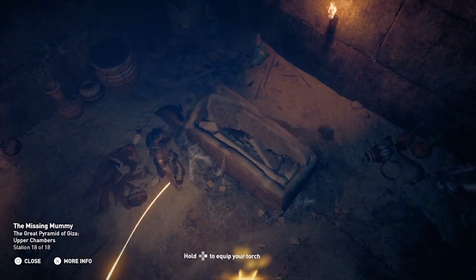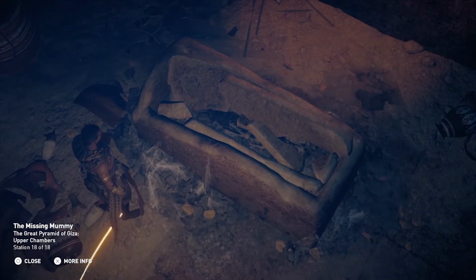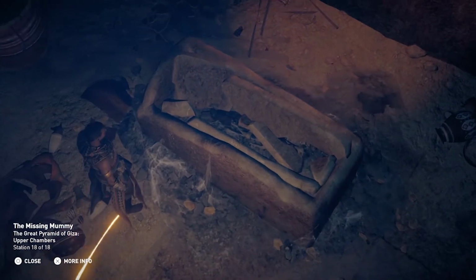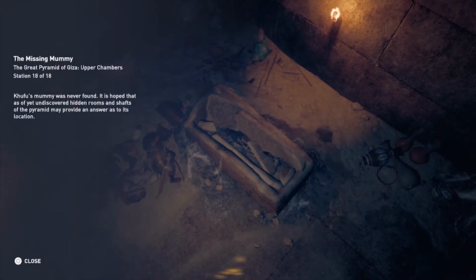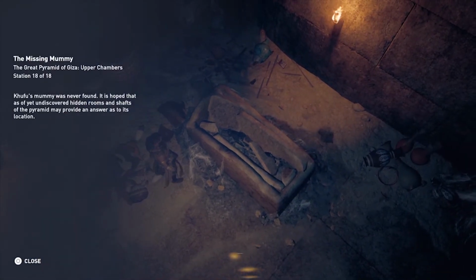Khufu's mummy was never found. It is hoped that as of yet undiscovered hidden rooms and shafts of the pyramid may provide an answer as to its location.